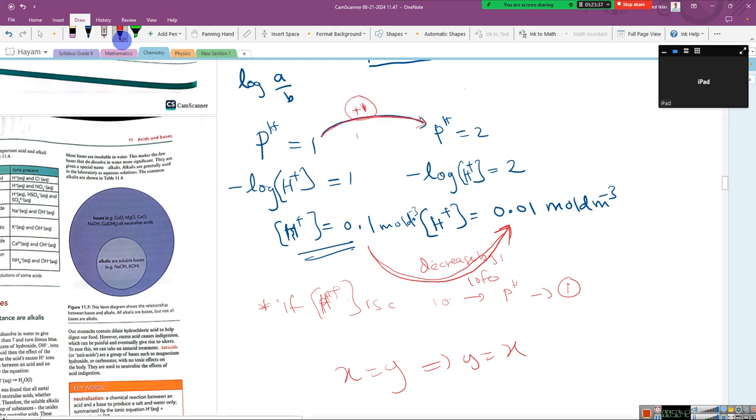pH is increased by 1 unit, now what happens to the concentration of H plus? What was your question? If pH is increased by 1 unit, what will happen to H plus, right? So now pH is increased by 1 unit. What will happen to the H plus concentration? It will decrease by tenfold. So how do we do that in the calculator?